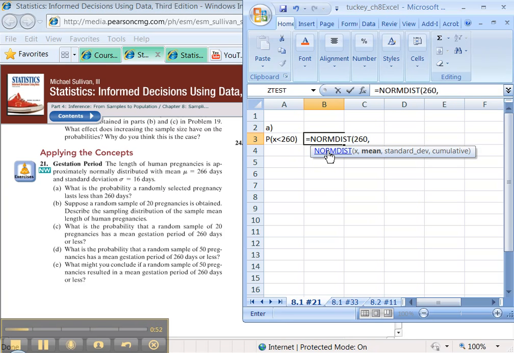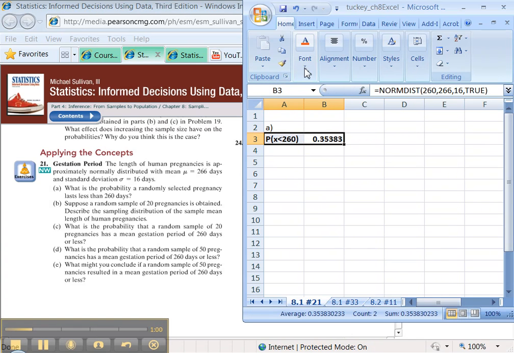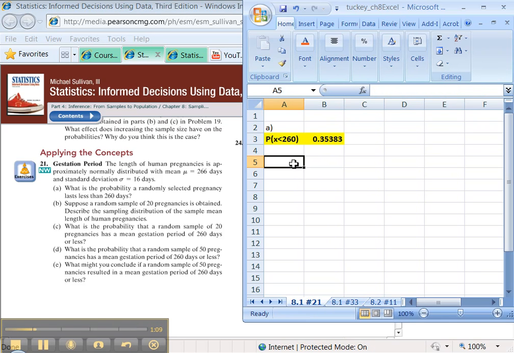260, the mean was 266, standard deviation 16, true. There we go. Enter. There's your answer. Part A is done. I don't know if you caught it, but Part A is a review question. This is what we did in Section 7.3. All right, now on to Part B.